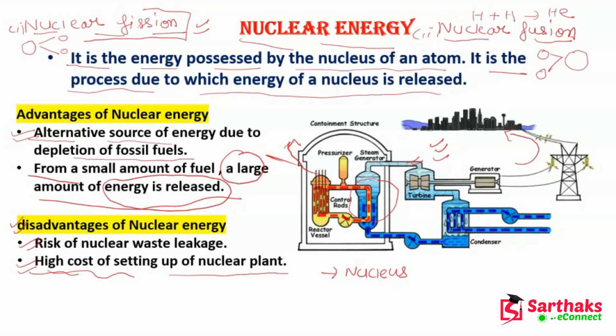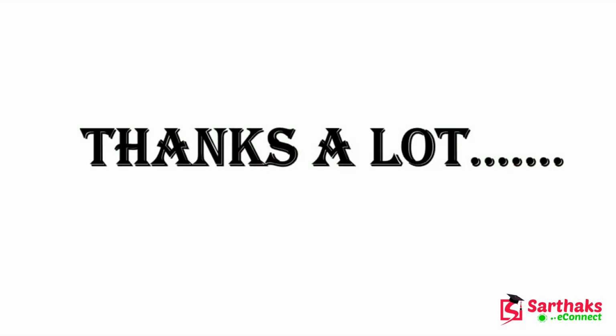One more very important question: what is the work of the control rods which we have seen in nuclear energy? These control rods basically control the reaction, because the nuclear fission reaction is uncontrollable. To control the reaction, we use these control rods which absorb the extra neutrons and control the reaction. I hope all these points are clear to you.